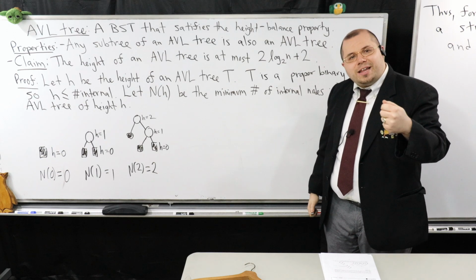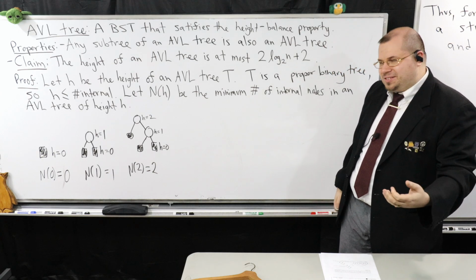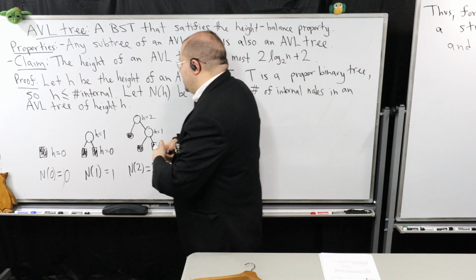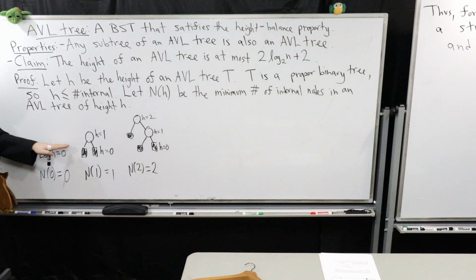I'm going to craft an AVL tree that has the smallest number of internal nodes possible for a given height. So for example, if I have a binary search tree that's AVL of height 0, it will simply be a leaf node like this. So you know that there are no internal nodes here, it's just a leaf node, right? If I consider n of 1, this would be the AVL tree with the minimum number of internal nodes of height 1, which is really straightforward to see.